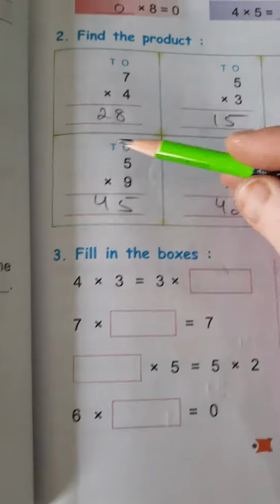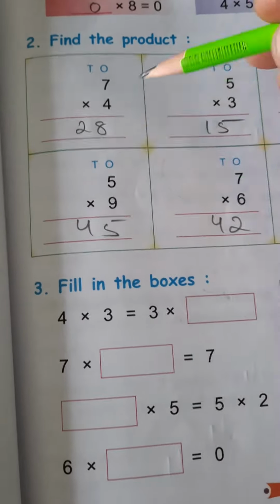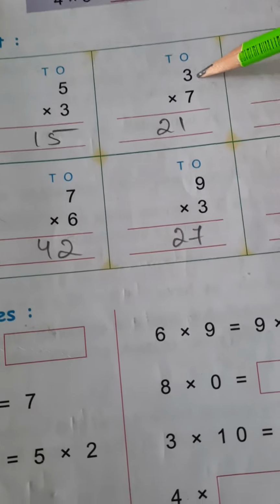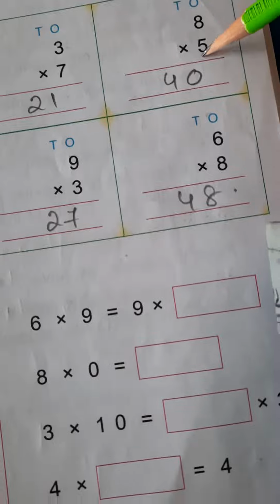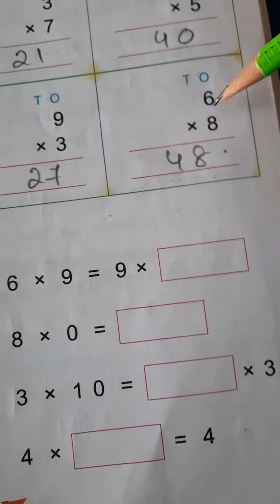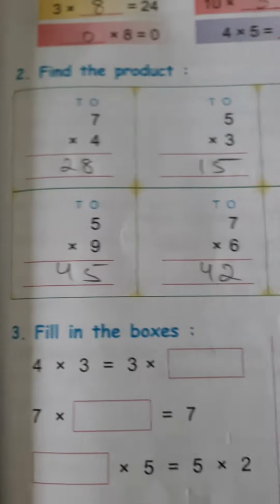Okay? Now same by find the product, multiplication hai, 7 4s are kitna hota hai, 28, 5 3s are 15, 3 7s are 21, 8 5s are 40, 5 9s are 45, 7 6s are 42, 9 3s are 27, 6 8s are 48. Theek hai?